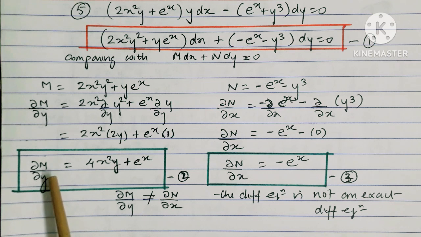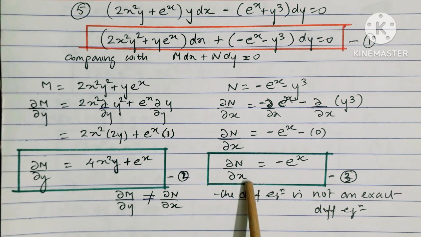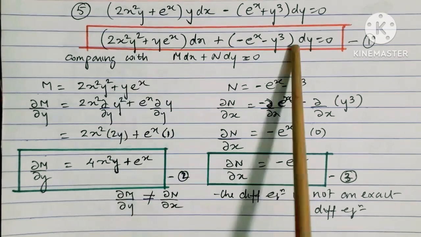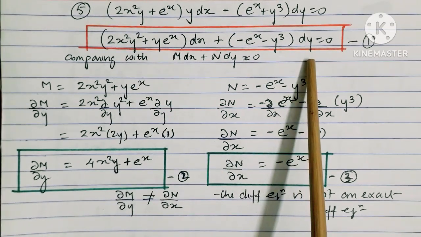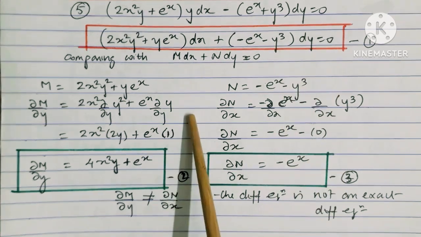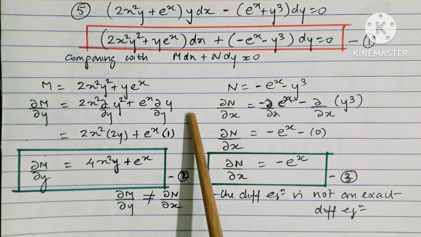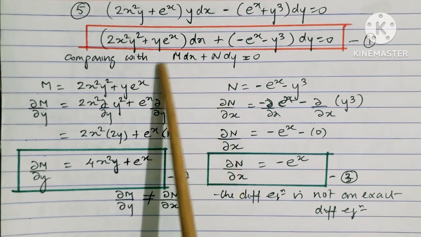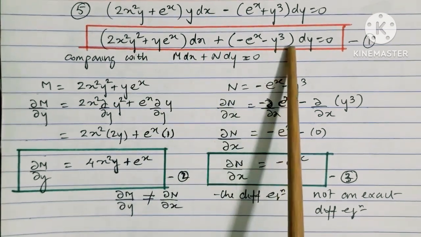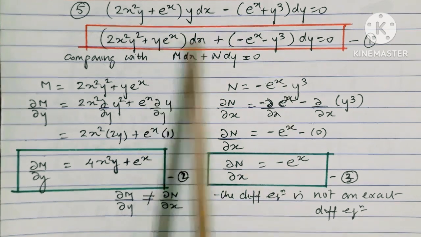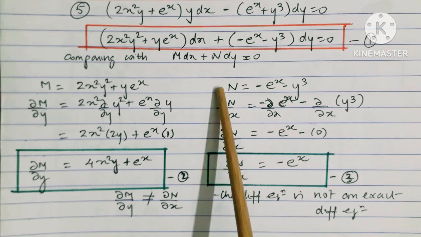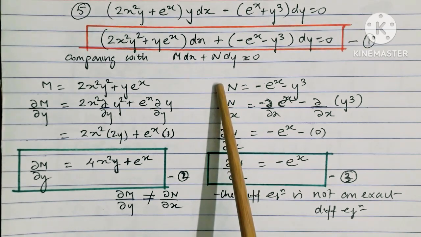Now we can see that ∂M/∂y is not equal to ∂N/∂x. Hence, the given differential equation is not an exact differential equation. We will have to now find a suitable integrating factor such that when we multiply this given differential equation with the integrating factor, this given differential equation will reduce to an exact differential equation.